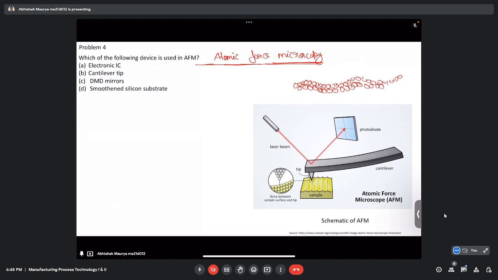So it is a typical surface of a material. But we cannot see this kind of image with the help of any microscope, whether it is optical, or scanning electron microscope, or transmission electron microscope. We cannot see this kind of image. So how will we come to know what the exact surface morphology is? There is a technique called atomic force microscopy.